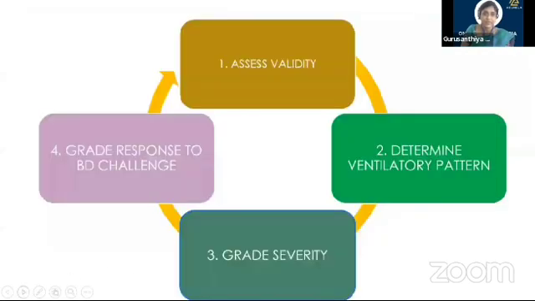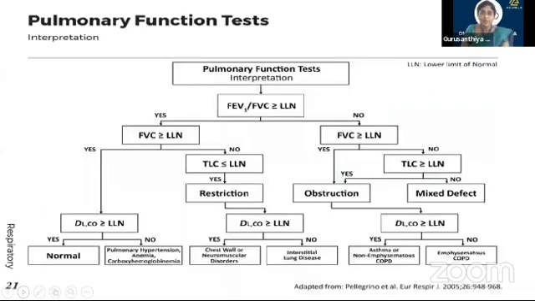In the interpretation of spirometry, you have to assess the validity, determine the ventilatory pattern, grade the severity, and grade the response to the bronchodilator. So in case of a pulmonary function test, how do we interpret? This forms the basic algorithm. So, pulmonary function test.